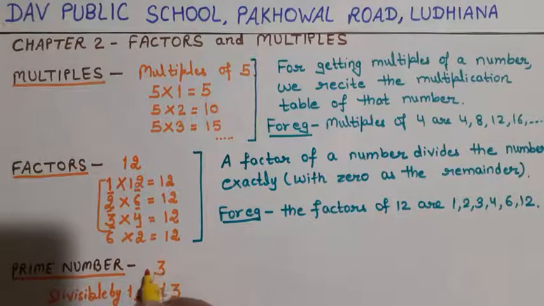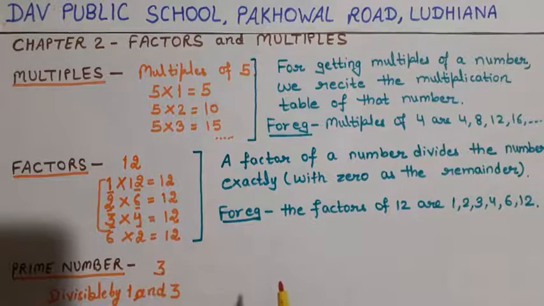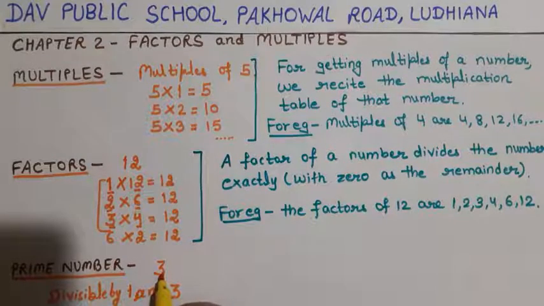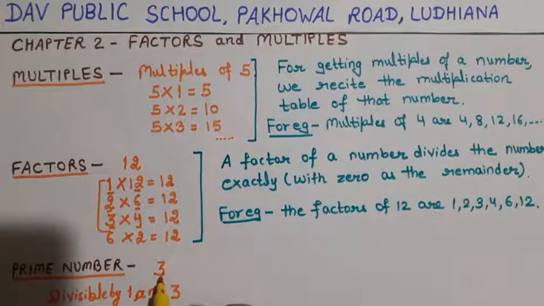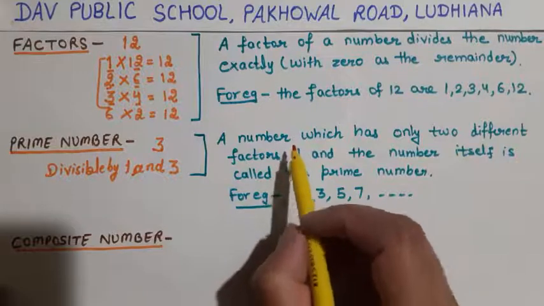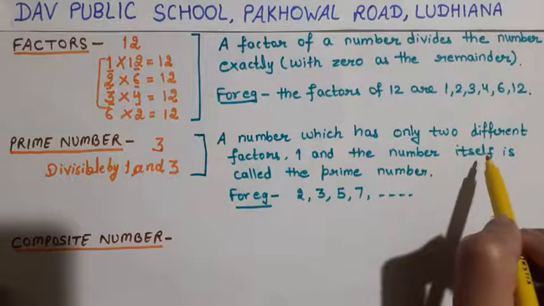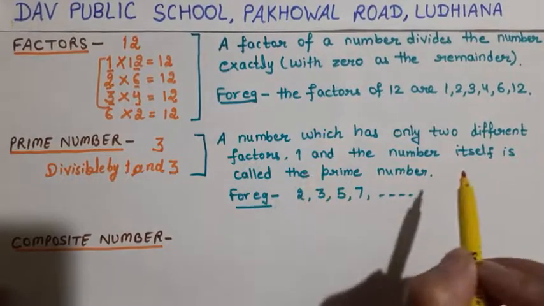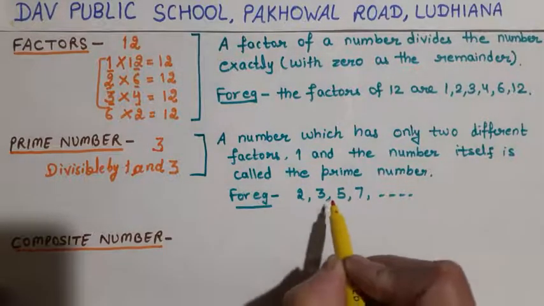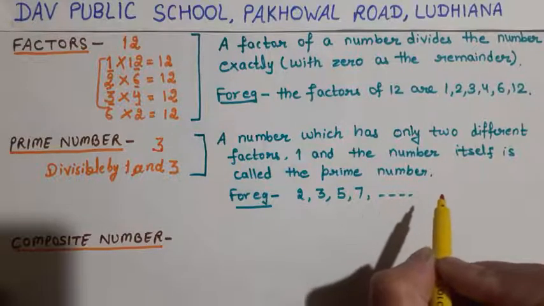A prime number is not divisible by any other number. As you can see, 3 will not come in the table of any other number. It is only divisible by 1 and 3. That means it comes only in the table of 1 and 3. So 3 is a prime number. So a number which has only two different factors, 1 and the number itself, is called a prime number. For example, 2, 3, 5, 7 and so on.